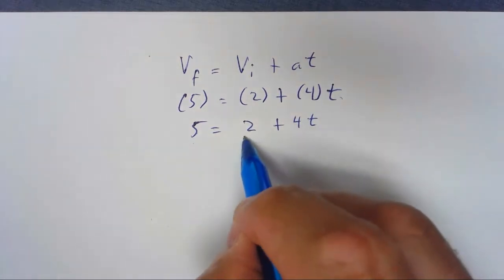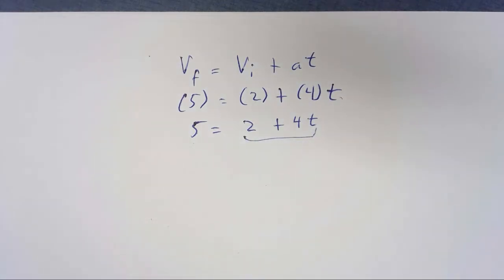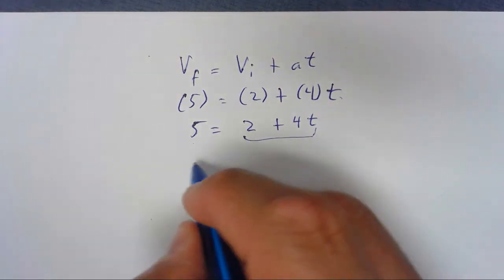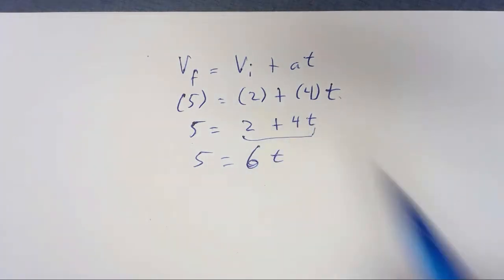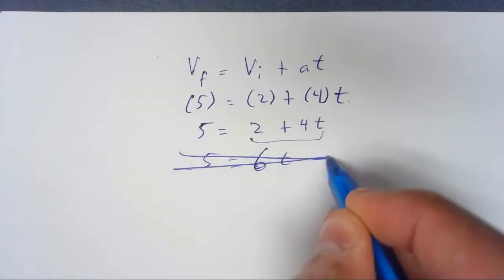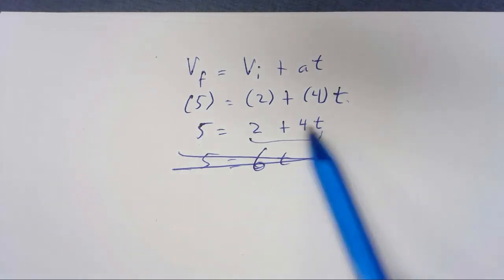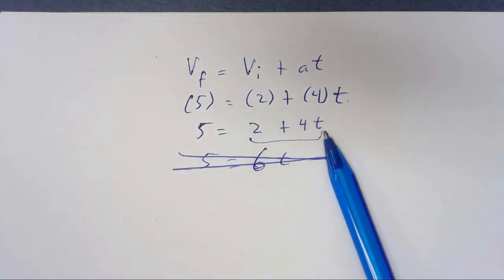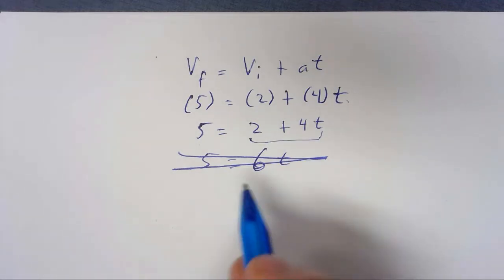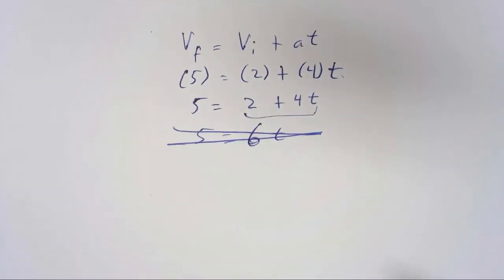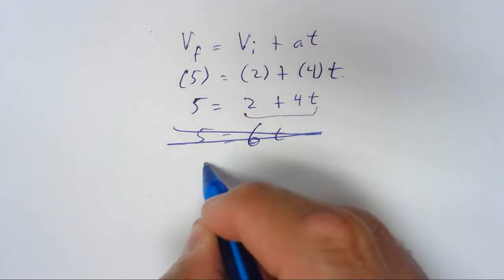You cannot combine these two, but lots and lots of people, when they start solving for this, want to go 5 equals 6t because 4 plus 2 is 6, right? Wrong. Can't do that because these are not like terms. This one has a t, this one doesn't. It's like combining apples and oranges. You can't do that.